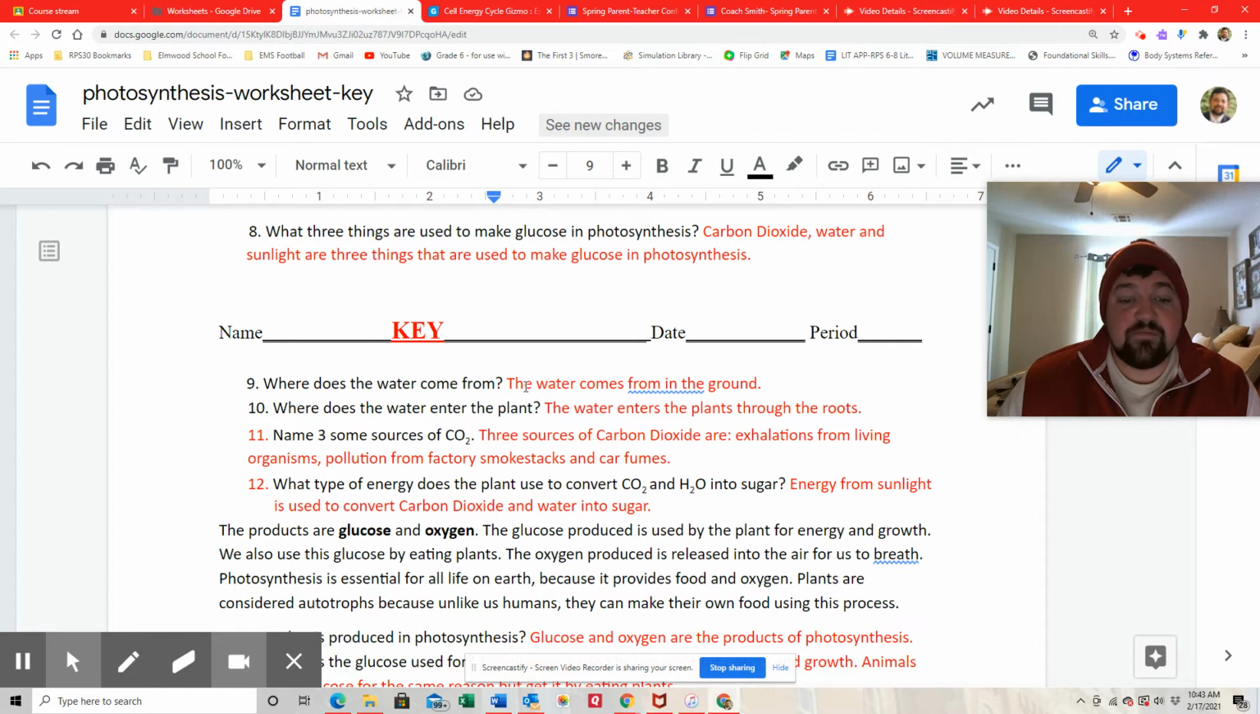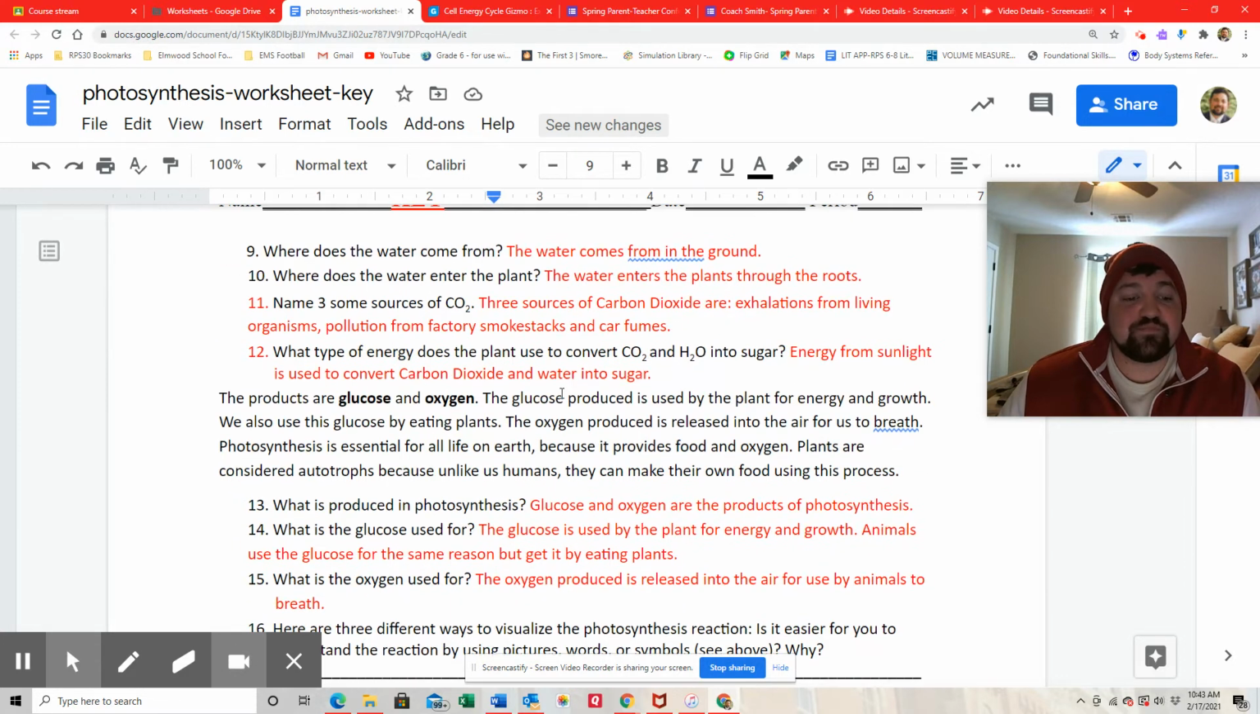Where does the water come from? It comes from the ground. Where does the water enter the plant? Through the roots. And three sources of CO2. So exhale from animals and pollution from factories and cars. What type of energy does the plant use to convert CO2 and H2O into sugar? Sunlight. Okay, so it says energy from sunlight.